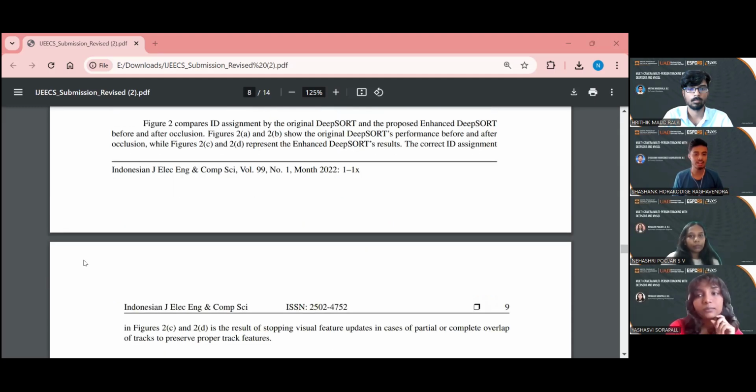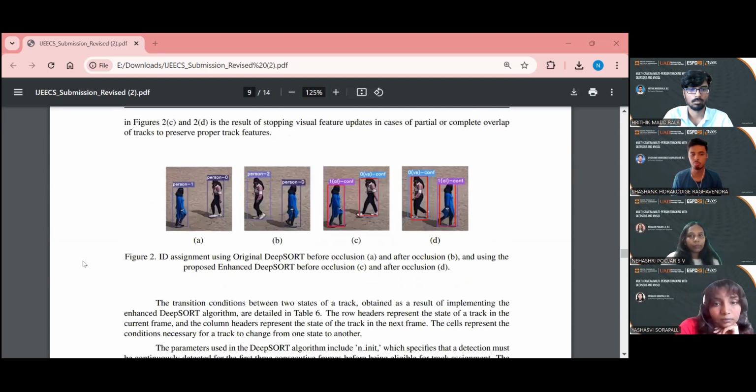Moving on, we have some figures which show the outputs in single camera videos. A and B represent the original DeepSORT. As you can see, the identities have been exchanged and a new ID has been assigned, which is not ideal. C and D show the new DeepSORT, that is our version. As we can see, the track IDs after occlusion are the same as, or similar to, what they were before occlusion. Along with the ID number, we also have alphabet codes and the track states mentioned.